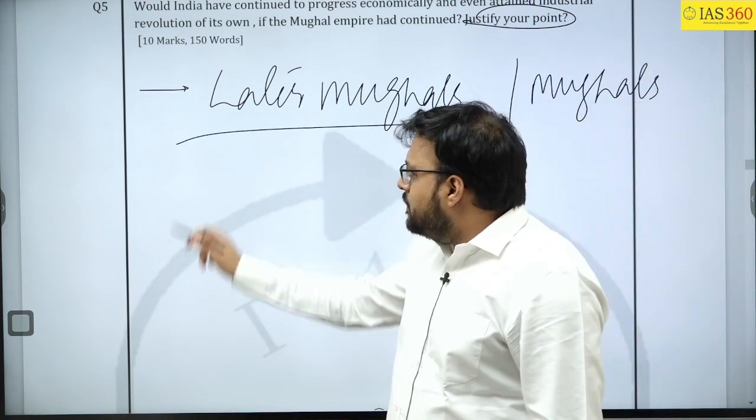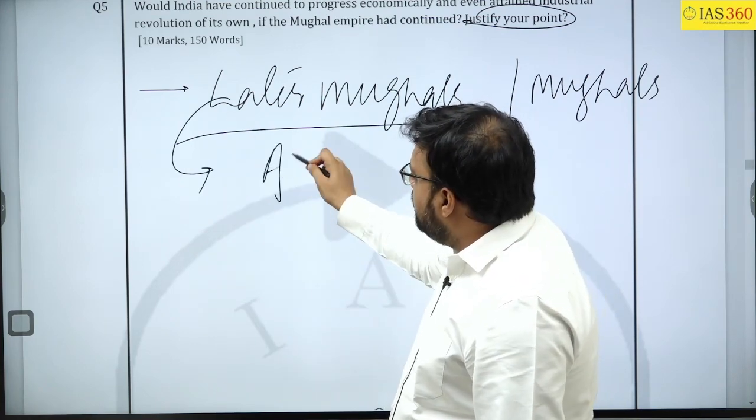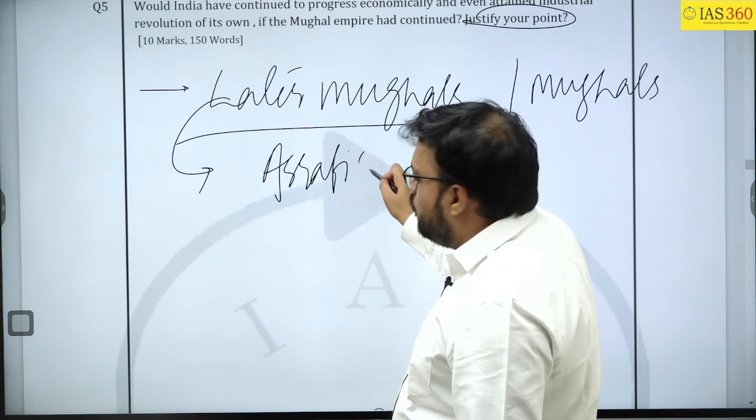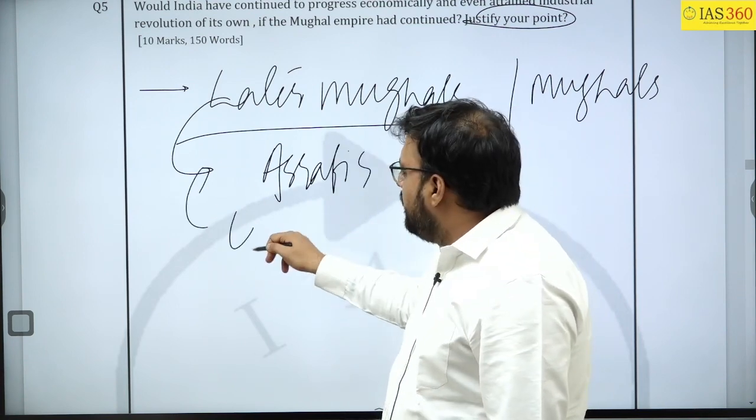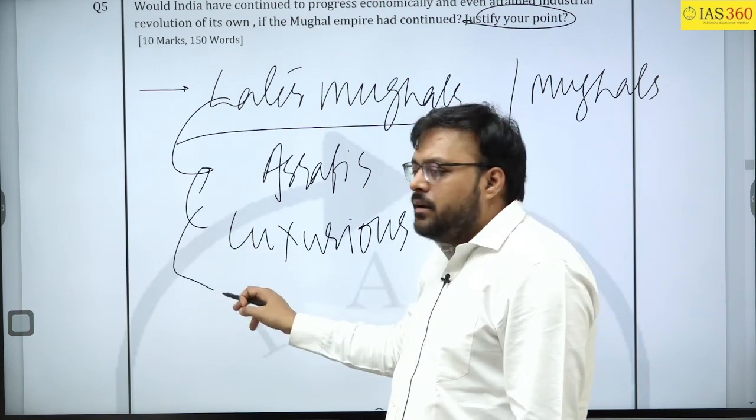Or also you can say that during the later Mughals, मतलब after Aurangzeb. Okay, so after Aurangzeb सब मस्त थे. Okay, अशरफी से फुर्सत नहीं था इन्हें. Okay, then you can talk about luxurious life. शैंपेन पे शैंपेन चल रहा है.